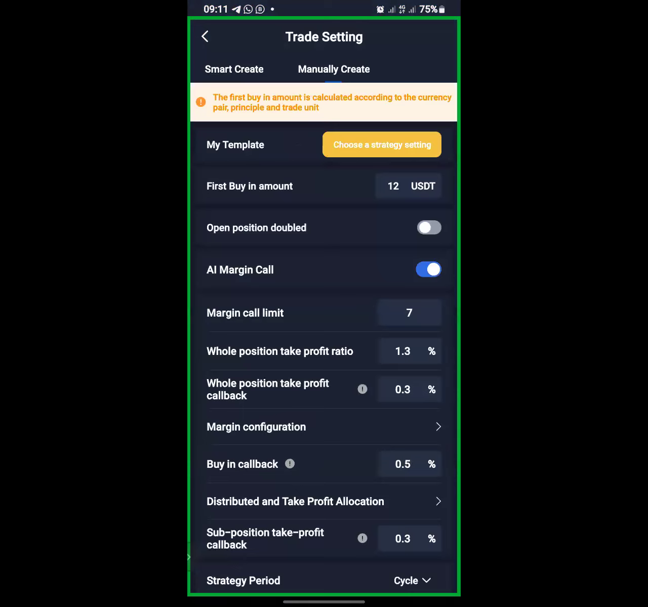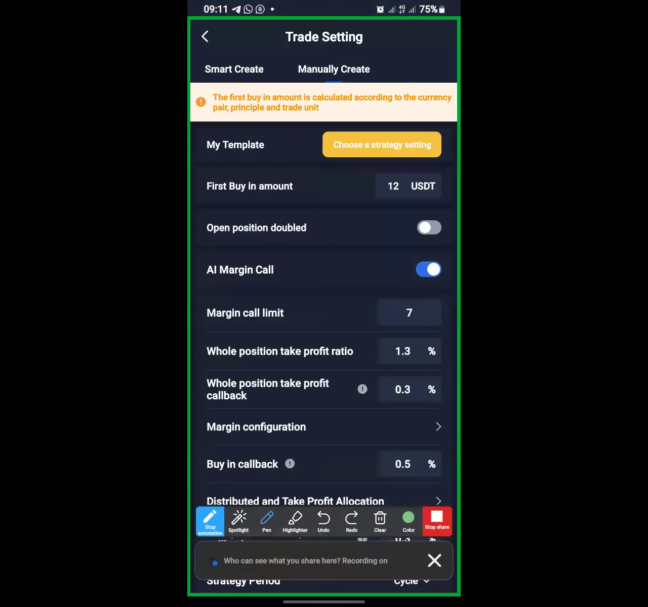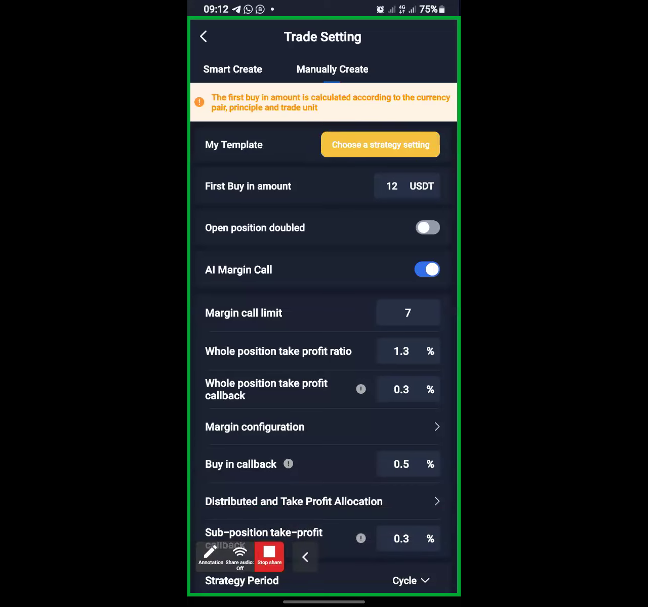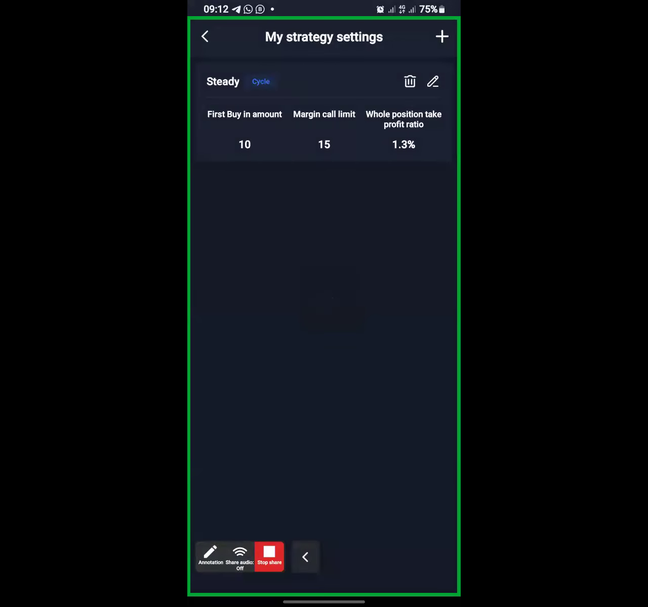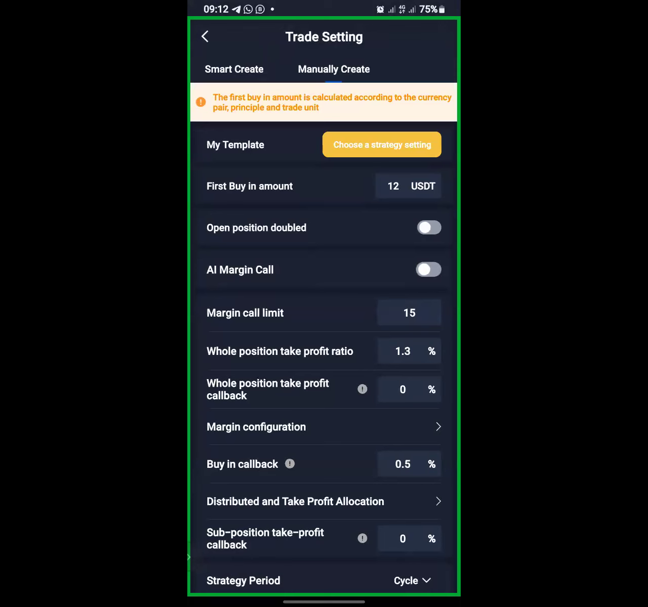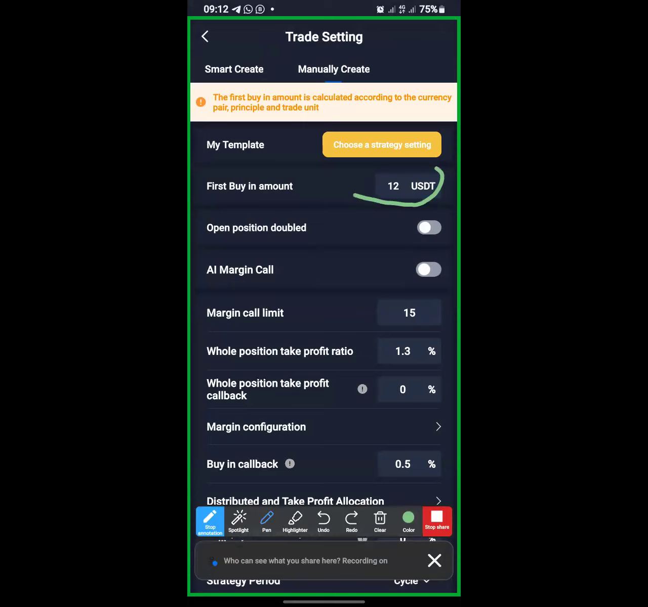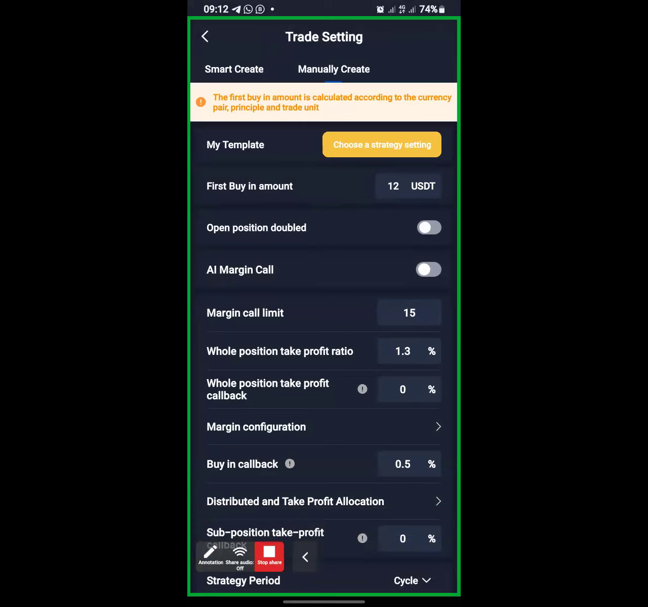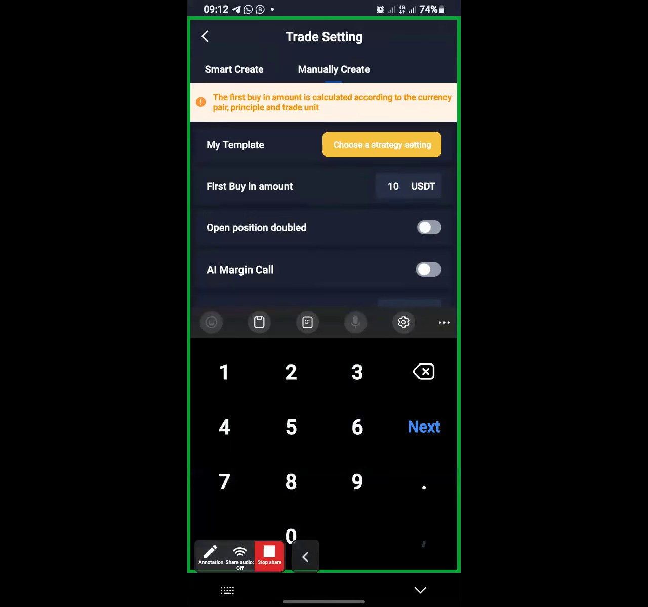So instead of wasting my time setting, I know I've got my 500. I'm just going to click on choose a strategy setting because I saved it. So when you click on choose a strategy setting, they're going to give me the strategy that I saved. I'm just going to click on it just like that. Then everything will come in, except the default first buying amount is always 12, which doesn't change. You just have to change your favorite first buying amount to 10. Then the rest will be in.